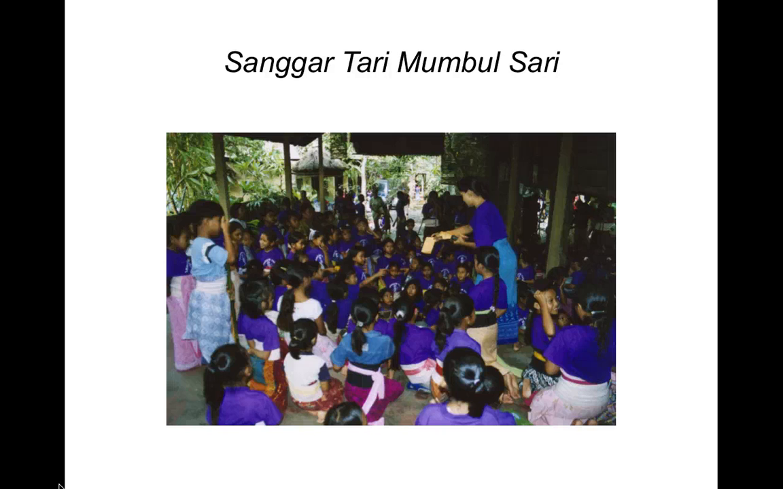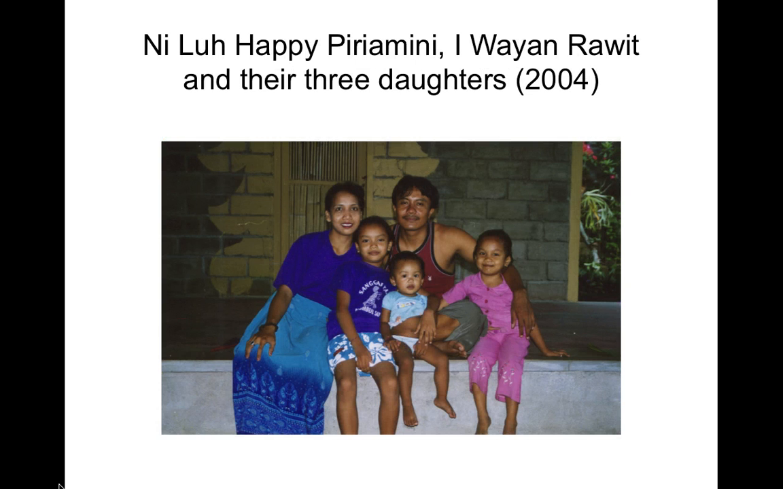And as you can see here, this is one of the dance teachers, Happy, who's standing up in the picture, and she's being surrounded by some of the younger children, and these are girls in the elementary level of the dance studio. And here's a picture of the people with whom I've conducted my research. So you can see Happy Periamini and Iwayan Rawit and their three daughters, and this picture comes from 2004.